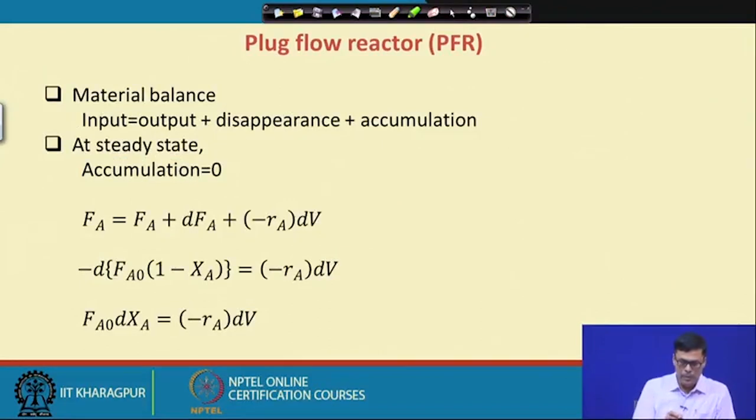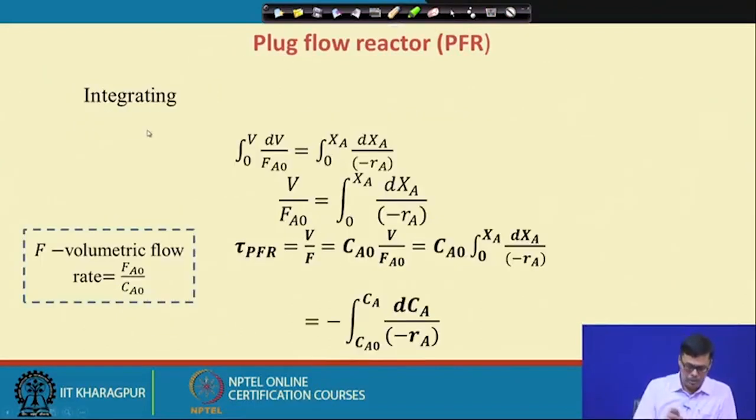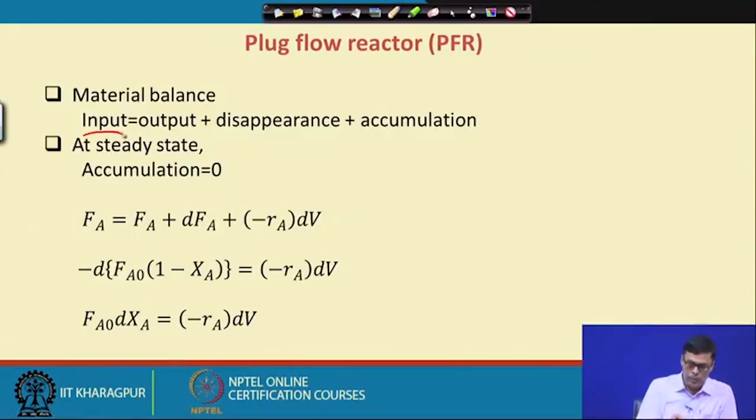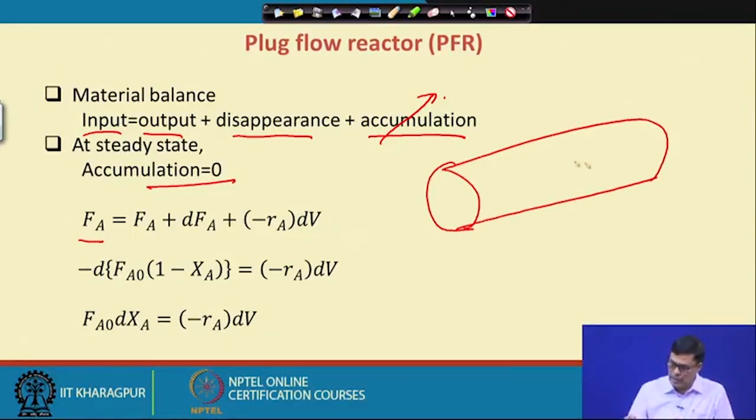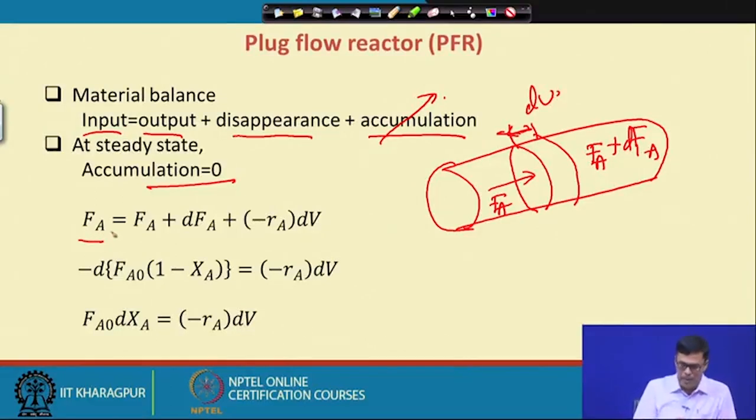What is the material analysis we have? Rate of input equals rate of output plus rate of disappearance plus accumulation. Under steady state condition, the rate of accumulation is equal to 0. What is the rate of input across the differential segment? This is the tubular reactor, and we assume a differential segment here. F A is coming in and F A plus dF A is going out, and the volume of the segment is dV. F A is the input and F A plus dF A is the output, am I right? And the rate of reaction is minus R A into dV.